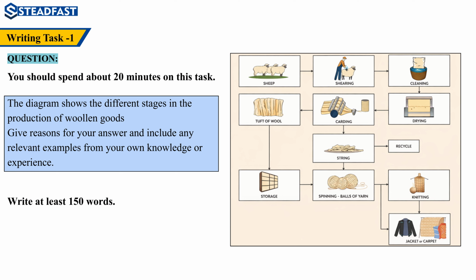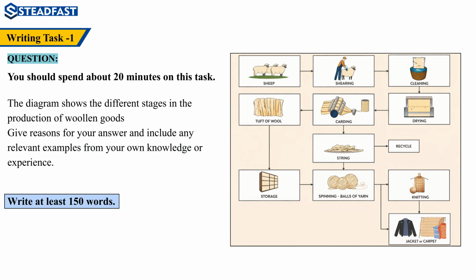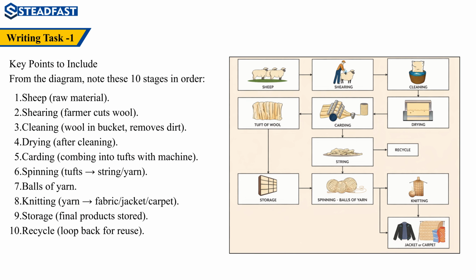The diagram shows the different stages in the production of woolen goods. Give reasons for your answers and include any relevant examples from your own knowledge or experience. Write at least 150 words. Now let's see the key points to be included.